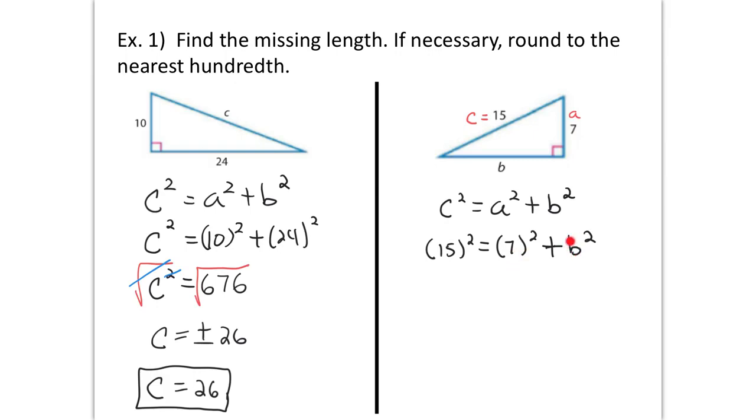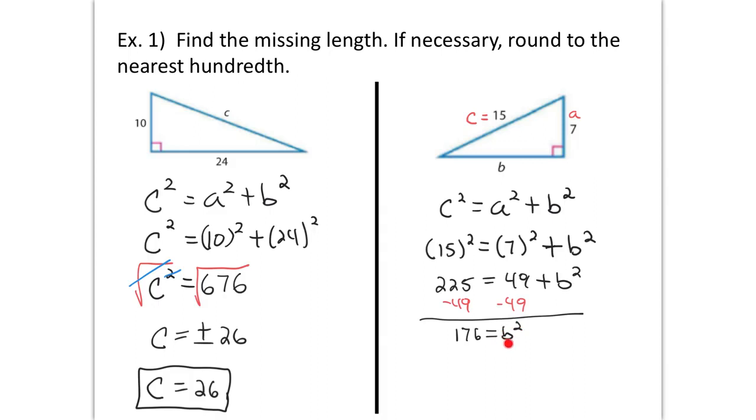Since we are looking for B, we need to get everything on one side and get B by itself. Using my calculator, I'm going to square the 15 and square the 7. For 15 squared, we get 225. 7 squared is 49. And we have the plus B squared here. Let's go ahead and subtract 49 from both sides. When we subtract 49 here and over here, we get 176 equals B squared.